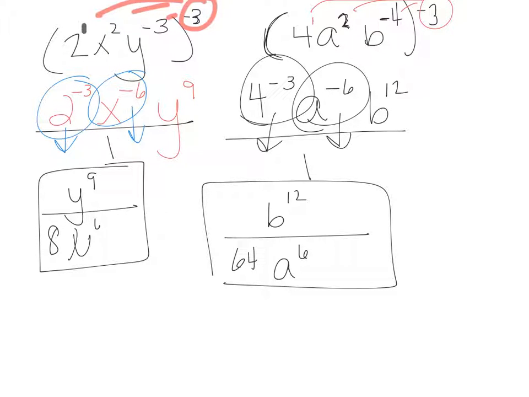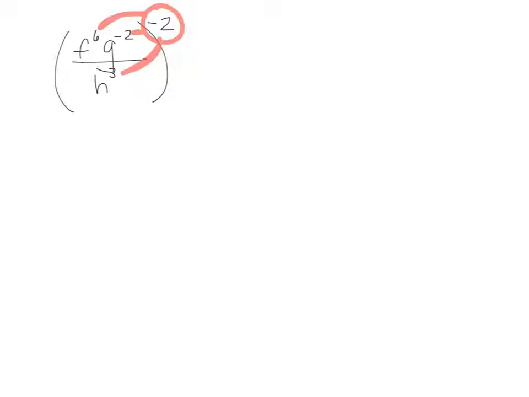Hopefully everybody's doing all right. We got one last type of question. What if I have this? What if I have f to the 6th, g to the negative 2nd, all over h to the 3rd, and it's all raised to the negative 2nd exponent. I have a negative 2 on the outside of my parentheses, so that tells me to distribute. So here I just distribute it to everybody. So I distribute it to f, I distribute it to g, and I distribute it to h. So this turns into f to the negative 12, g to the 4, over h to the negative 6.